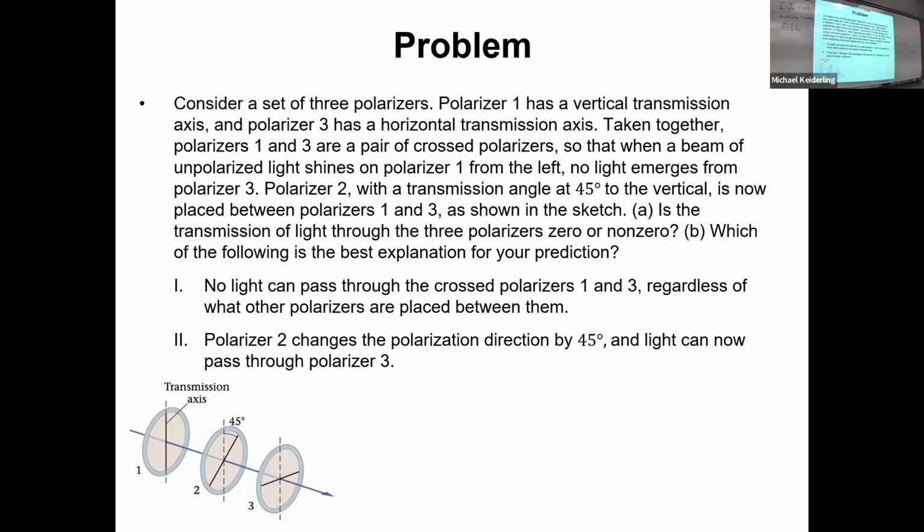If we put polarizer 2 at 45 degrees to the vertical in between polarizers 1 and 3, is the transmission of light through the three polarizers zero or non-zero, and which is the best explanation? One: No light can pass through the cross polarizers 1 and 3, regardless of what other polarizers are placed between them. Or two: Polarizer 2 changes the polarization direction by 45 degrees, and light can pass through polarizer 3, which is the correct description there.